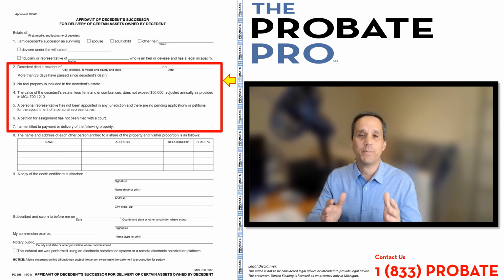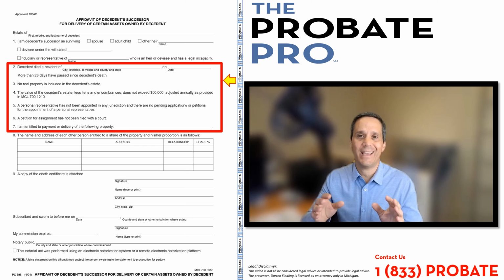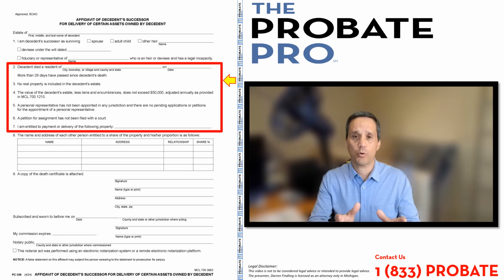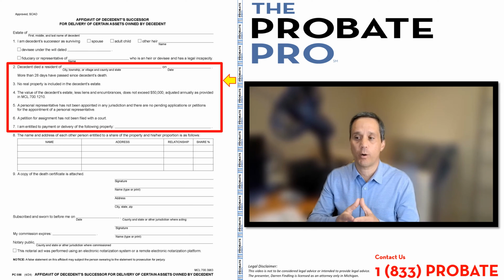5, there has been no appointment of a personal representative in any jurisdiction, and there are no pending applications or petitions for the appointment of the personal representative, meaning there hasn't yet been any filing for probate in a deceased estate. 6, a petition for assignment has not been filed. This is the petition and order of assignment form that I was referring to earlier, that is a request of the probate court to do a short form probate.